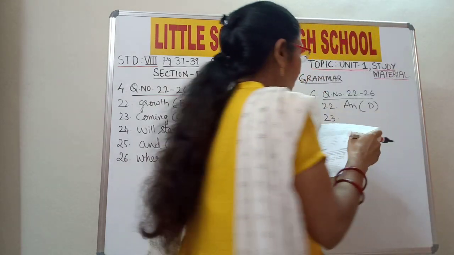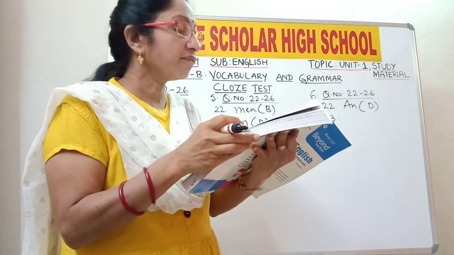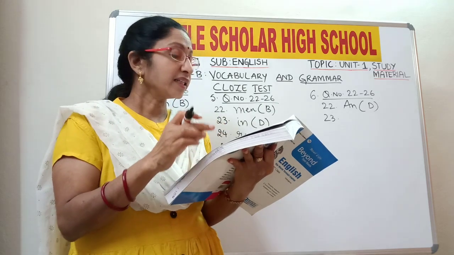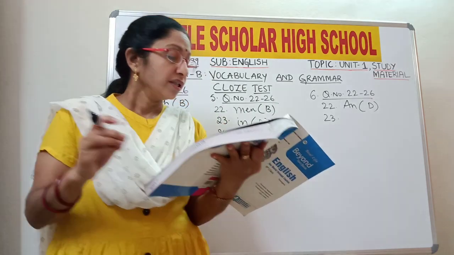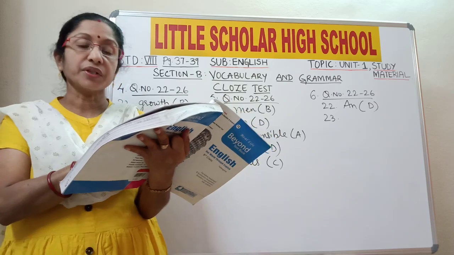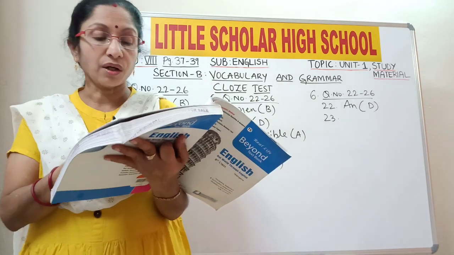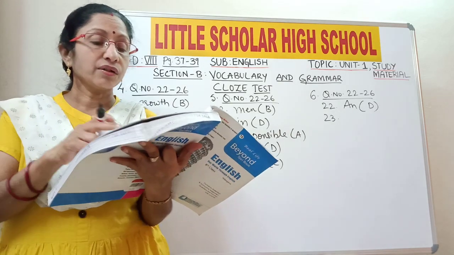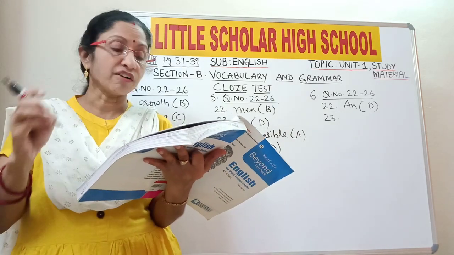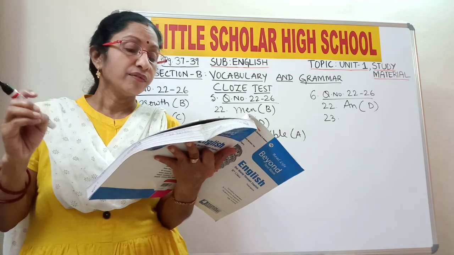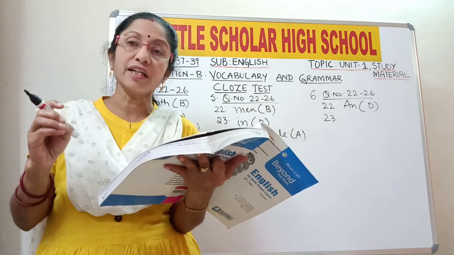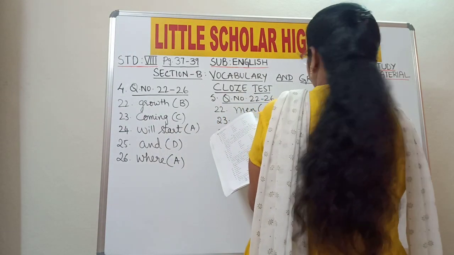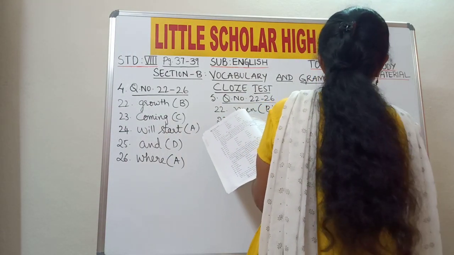Question number 23. He decided to take a few days dash and see something of the country. The options are: option A on, option B off, option C OFF off, option D in. He decided to take a few days off means he decided to take leave. Few days off. OFF off is the right preposition. So option C is the answer.